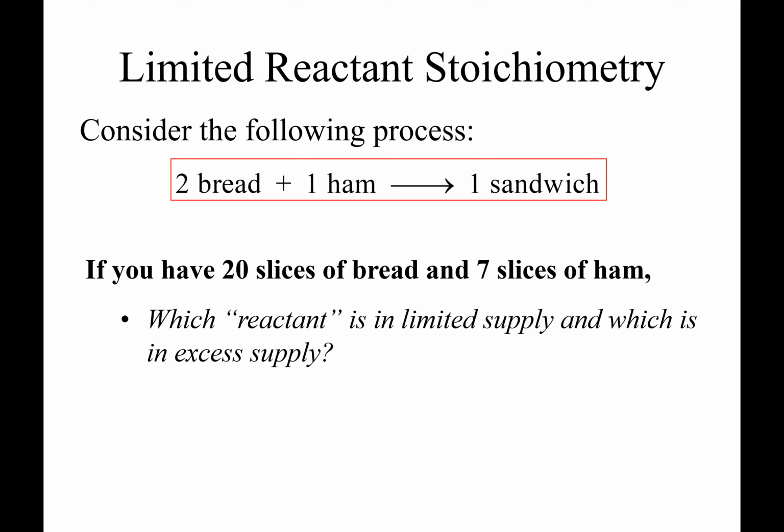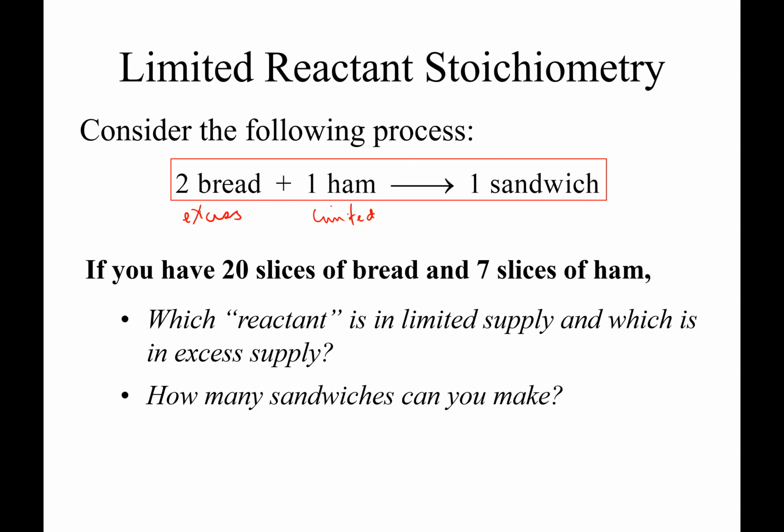Ham. I agree. Because if you have 14 slices of bread, you could... Yep, I bet you guys are thinking we're going to run out of the ham first. And if we used all the ham up, we'd only need 14 slices of bread. Exactly. So the ham is limited. We say the ham is limited and the bread is excess. Exactly. You got it.